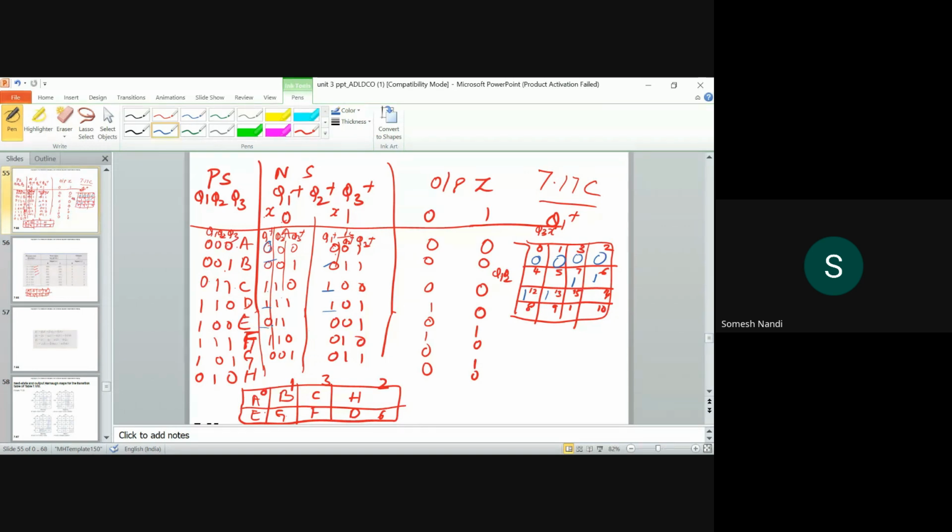Then 1 0 0 0 is 8. So in place of 8, you have a 0. Then 1 0 0 1 is 9. You have a 0 in place of that. Okay. Next one is, we are done with that. 1 0 0 0, 8 is done. Then 1 1 1 0 is 14. In 14, you have 1. Then 1 1 1 1, you have a 0. In 15, you have a 0.